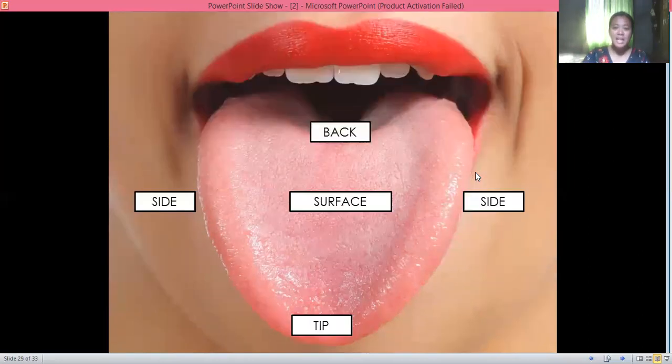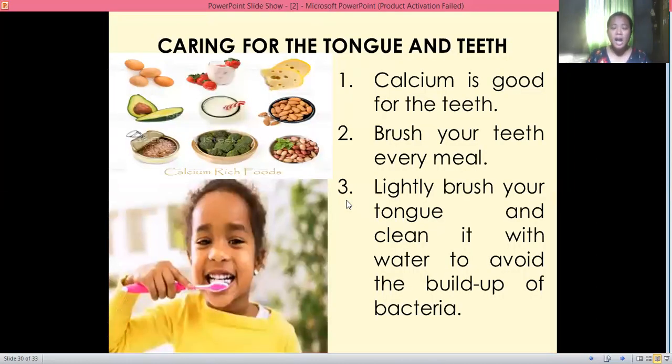So for our tongue, we have this. This one is the back of our tongue, the side, tip, and then this one is the surface of our tongue. Okay, back, tip, side, and surface of our tongue. Okay, so, how to properly care for the tongue and teeth.